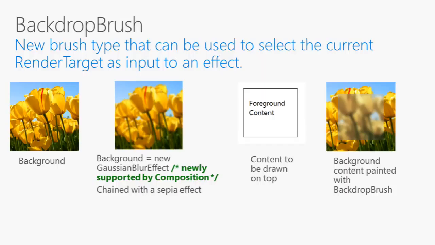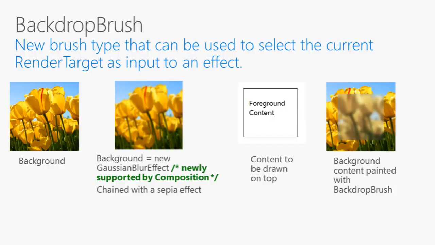Another new feature we're supporting in our effects platform is the backdrop brush. This is an effect that creates the ability to pop content on top of other content. Very common use of this is to blur a large background and then draw content on top of that blurred background. So I have my background. I create a new Gaussian blur effect to that background, and I'll say chain this with a sepia effect.